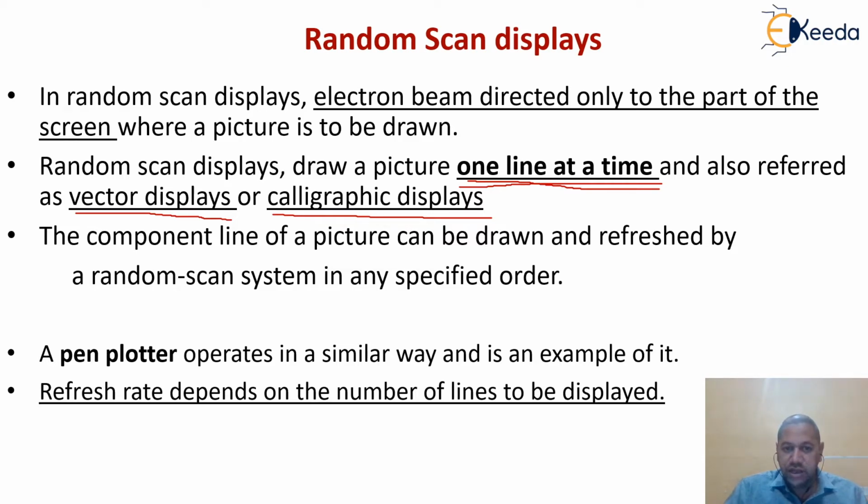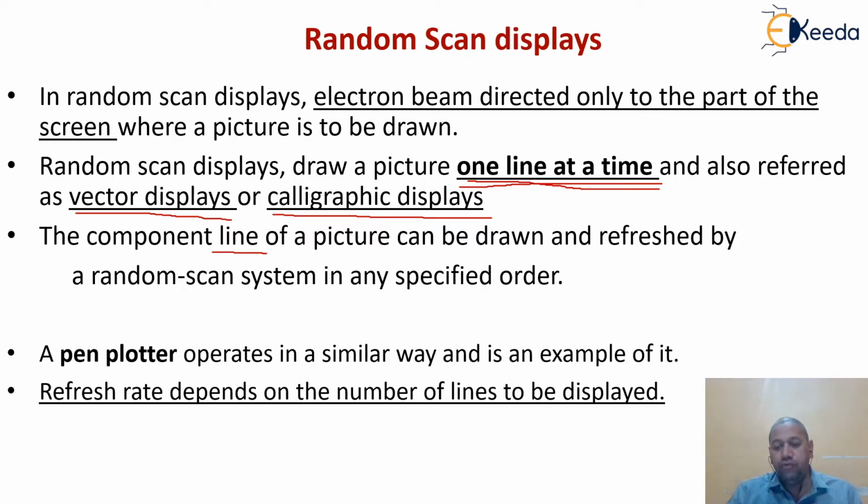So the difference is, in raster scan display we draw a picture one row, or one scan line, at a time. But here in random scan displays we draw the picture one line at a time. This is also known as vector displays and calligraphic displays. Now the component lines of a picture can be drawn. The line is considered the component of the picture, and it is refreshed by a random scan system in a specific order.